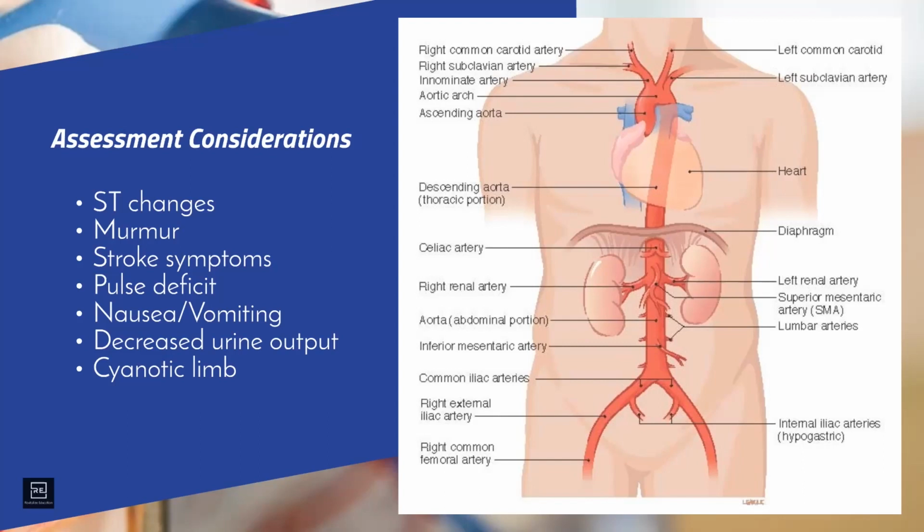The last bullet point highlights the need to assess the extremities, especially the lower extremities. If the patient's dissection extends down to the bifurcation of the iliac arteries, one or both lower extremities may have decreased perfusion. Using a Doppler may be necessary if perfusion is compromised. Assessing for equal and adequate pedal pulses is extremely important to assess for dissection progression.